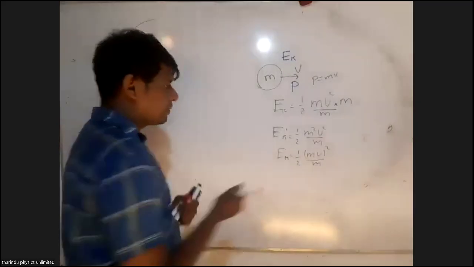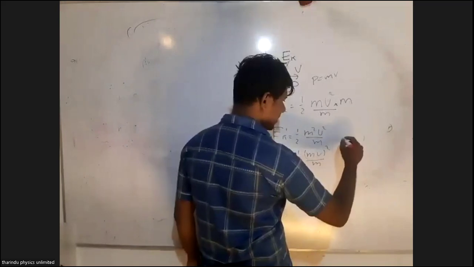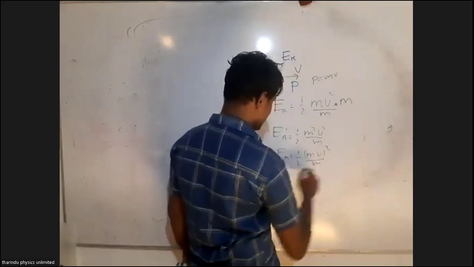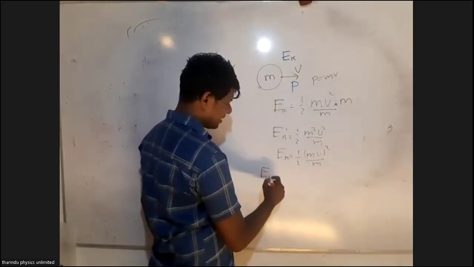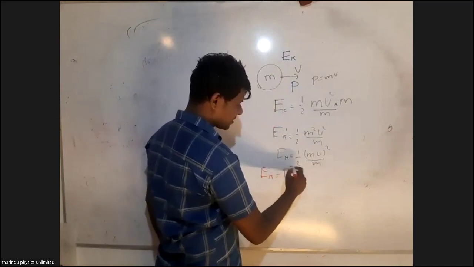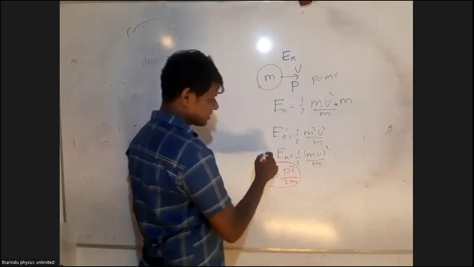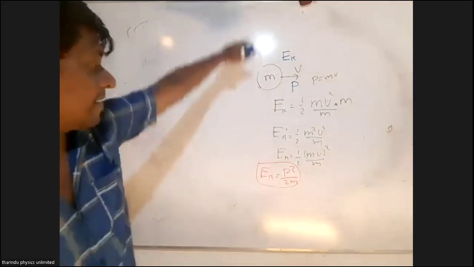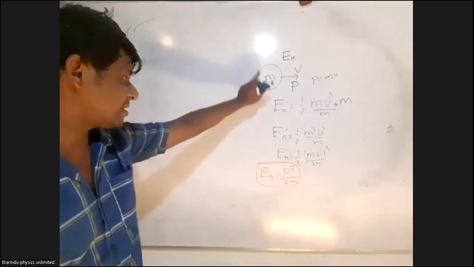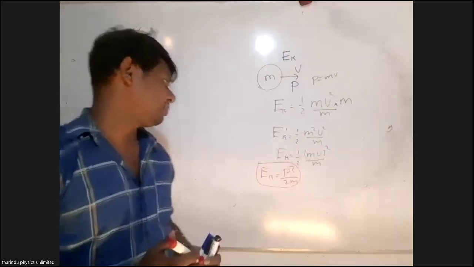Since P equals mv, you can replace this equation by Ek equals P squared over 2m. Mostly this equation is not in our syllabus, but we can use it very usefully in finding answers for MCQs.